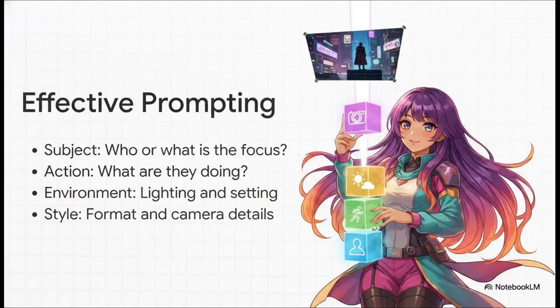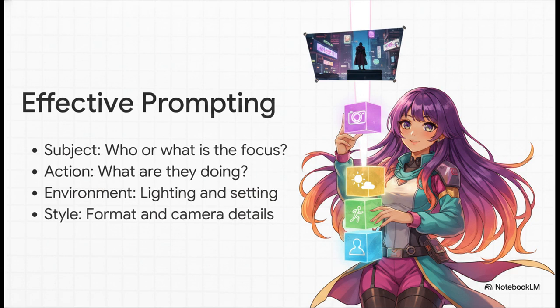Now for step 3, writing a truly effective prompt. If you're using text, there is a structural formula to get the absolute best results from the diffusion model. Honestly, think of it as a cheat code. First, clearly state the subject. Who or what is the focus? Next, the action. What are they doing? Keep this part simple, like walking or looking at the camera.